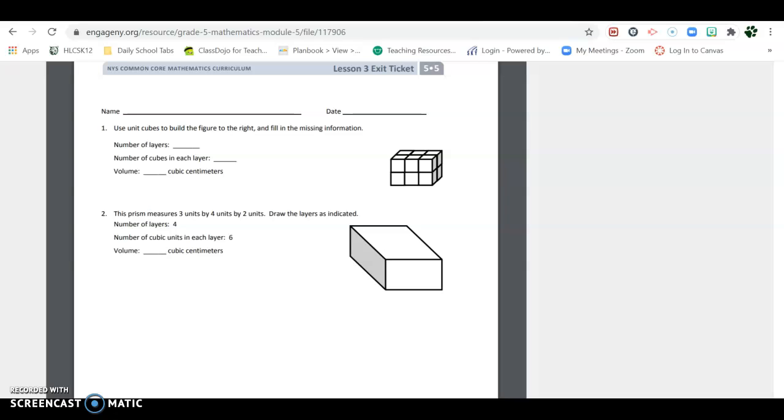And then down at the bottom here, they've told you how to slice it. They said that in this one, it's number of cubic units in each layer. Number of layers are 4. So it's going to be 4 layers and then 6 cubes in each layer. They want you to identify and draw that on this bottom shape and then identify what the volume is.